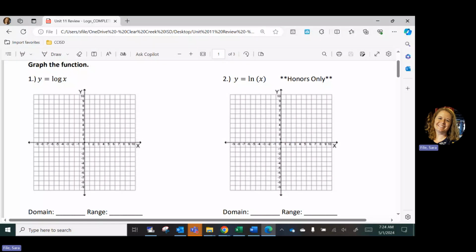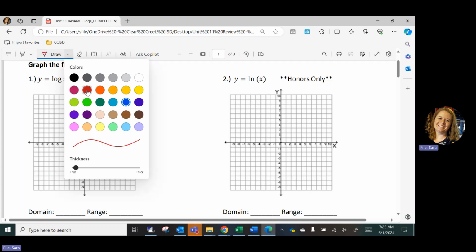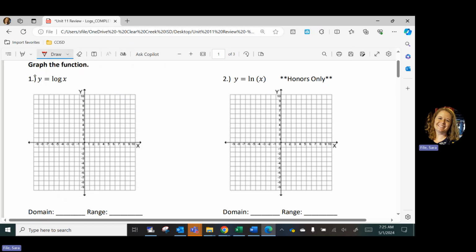We're going to start here just at the top with graphing. Okay, so making sure we know what the graph of the parent functions look like. So for your log parent function, remember we have red. We have a vertical asymptote along the y-axis.